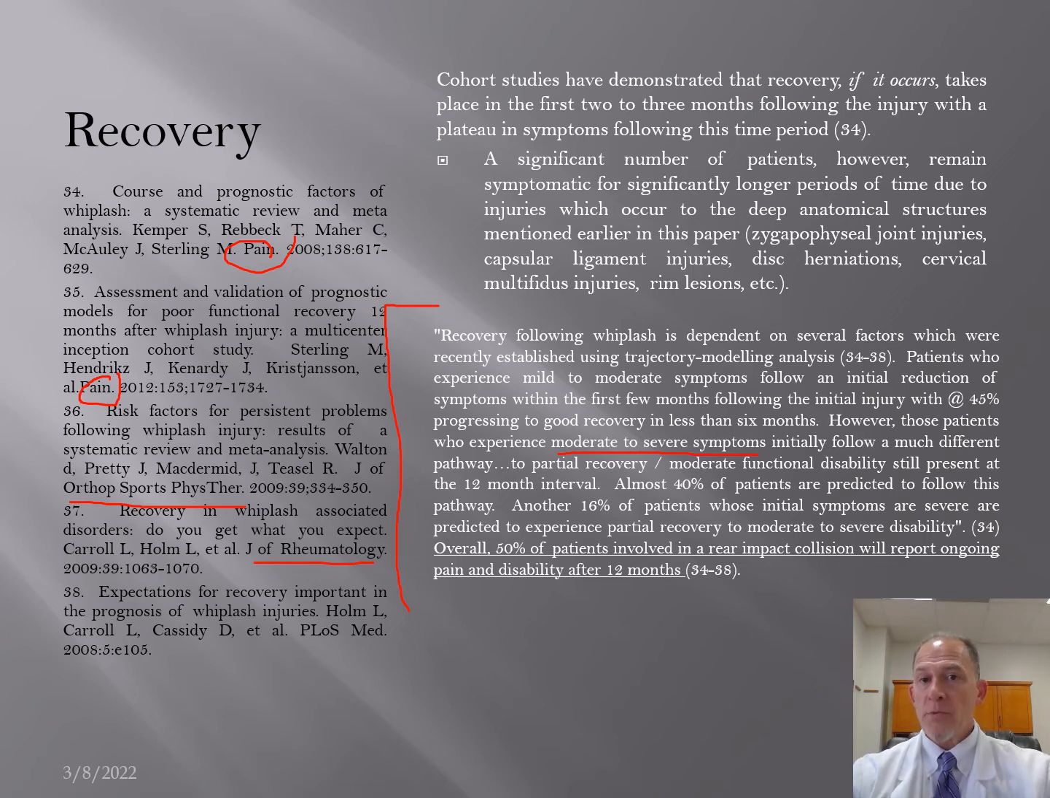With moderate to severe whiplash, these patients present with initial complaints that are much more severe. They may present with some neurologic symptoms, post-traumatic headache. These are patients who've had an airbag deploy on them, or they were involved in a T-bone type of accident at an intersection, or a high-speed rear impact collision. So these moderate to severe whiplash type of cases initially follow a much different pathway to only partial recovery.